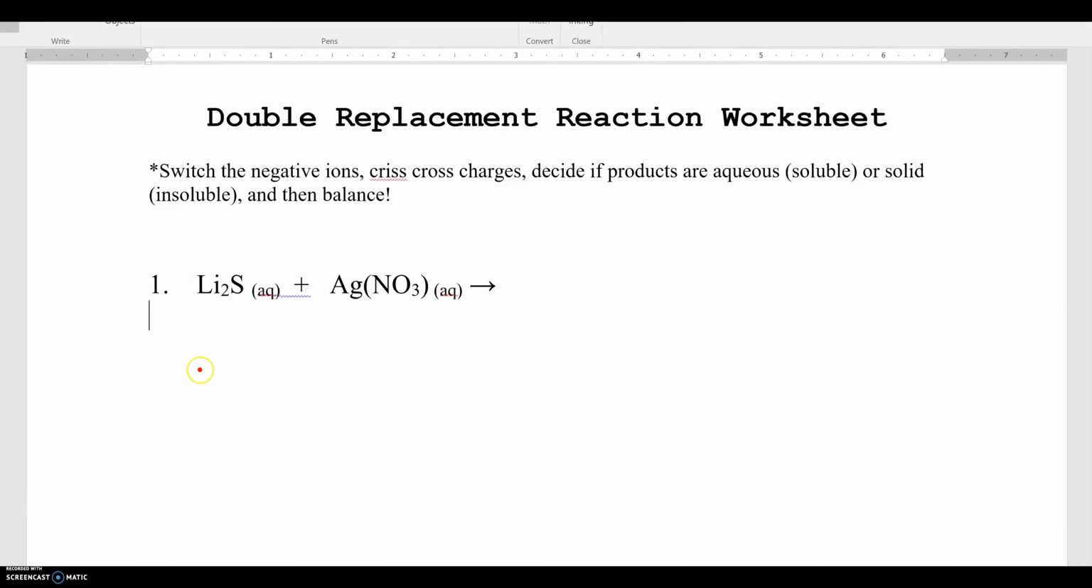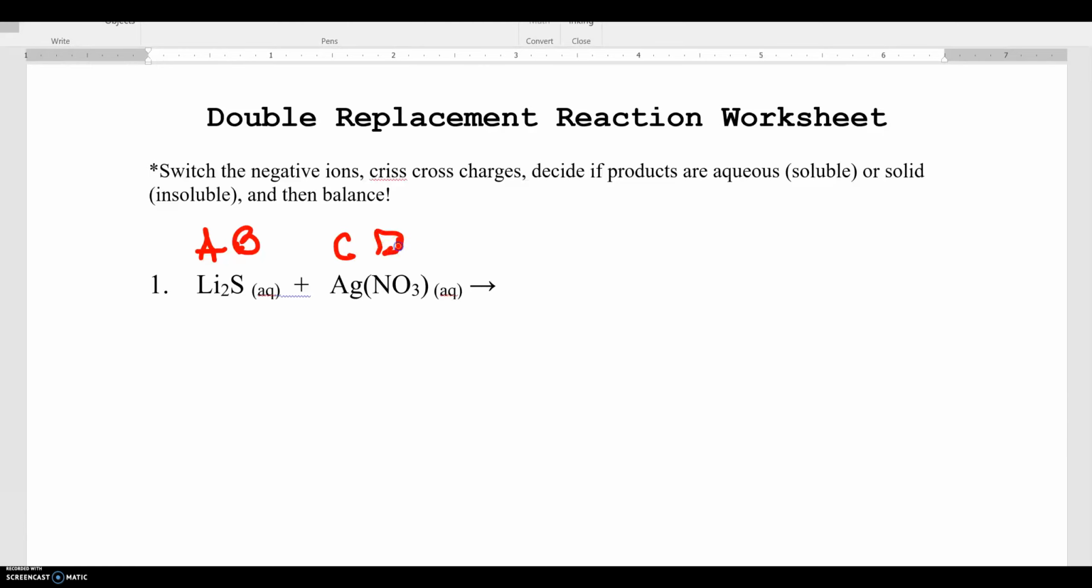Okay, so we're going to use this example to talk about a double replacement reaction, and this is from the worksheet that I gave you. So we have lithium sulfide plus silver nitrate, and the NO3 nitrate, that's a polyatomic ion, so I'll consider that almost like one element or one unit. So what we have here is lithium, Li, which would be considered like the A, and then sulfide is the B, and then silver, Ag, is the C, and then NO3 nitrate would be the D.